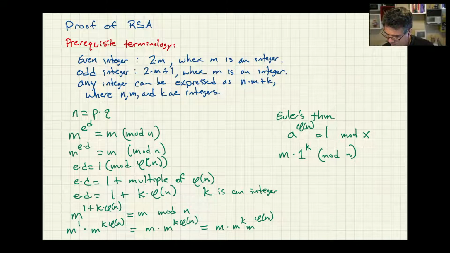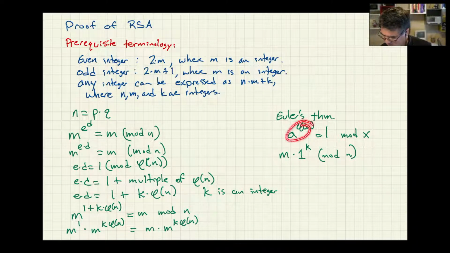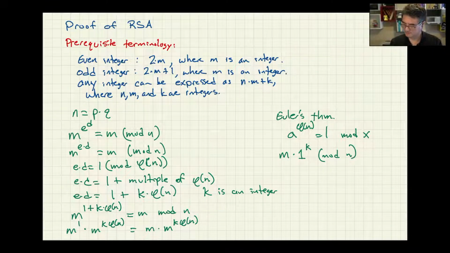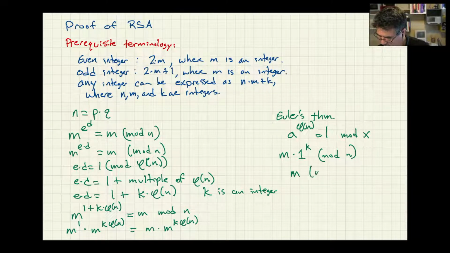So now I'm left with m times, well, I guess this didn't help out too much here. I'm basically swapping this in right here for this, leaving behind that k exponent. Well, anyway, regardless, what we're left with here is m mod n, which is what I was trying to prove.